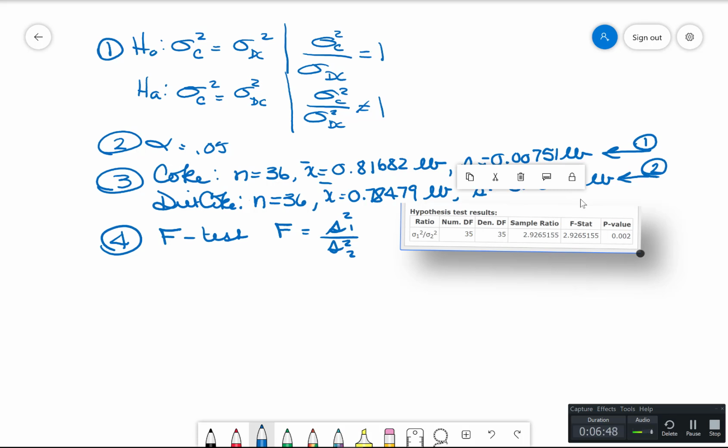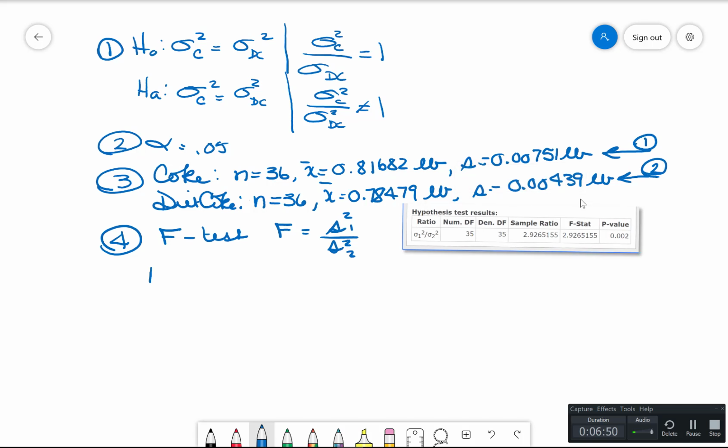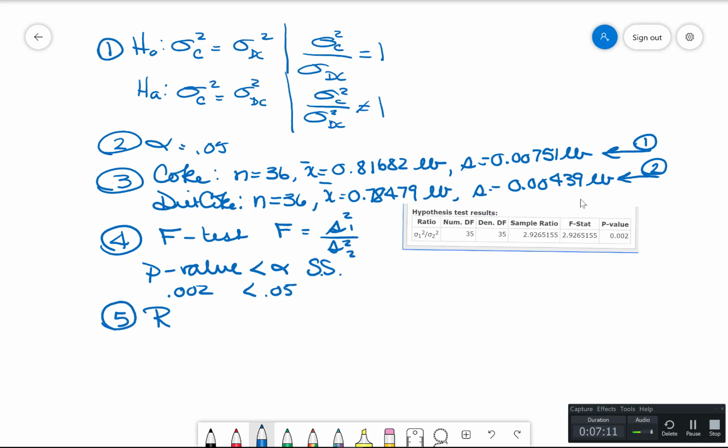Now, this is where we need to then finish up. So remember that if my p-value is less than alpha, then this is statistically significant. And that is true because 0.002 is less than 0.05. So that means in step 5 we can reject our null hypothesis. And then in step 6 we need to put it into everyday language.